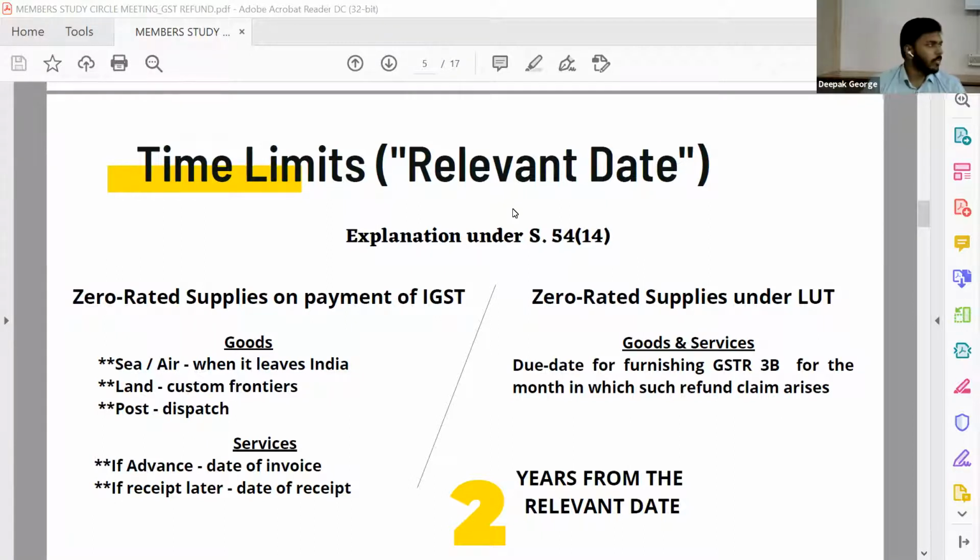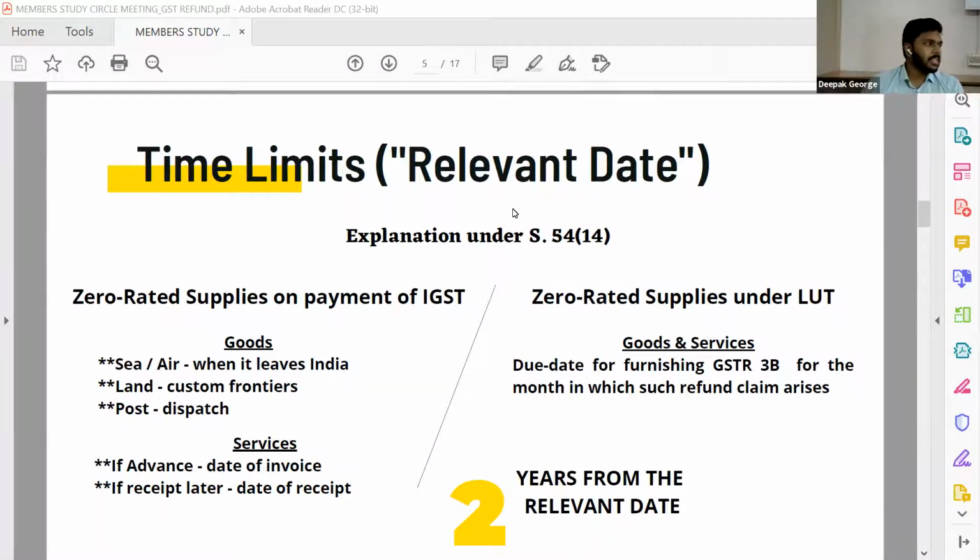So as you can see on the PDF, as far as goods are concerned, I am talking about zero rated supplies when you pay IGST. That is, you're paying IGST and then you're claiming a refund of the IGST. So if you're exporting goods, then it is 2 years from what? It is 2 years from the date the goods in the vessel leave, or the goods in the aircraft leave, if it is through sea and air.